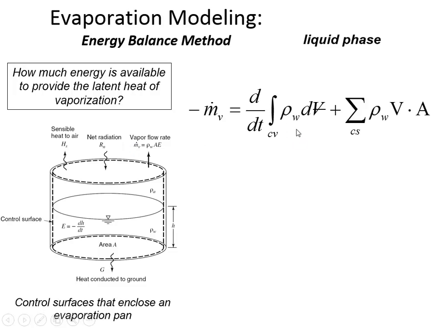And what the energy balance method says is that you can keep track of the amount of volume inside of the control volume. So the change of liquid in the control volume multiplied by the density of water, that's accounting for the mass flow of the vapor. And then you also have to account for the velocity times the area, so if there is any moisture coming in through the control surface boundaries as well. The two terms here are storage and transport.